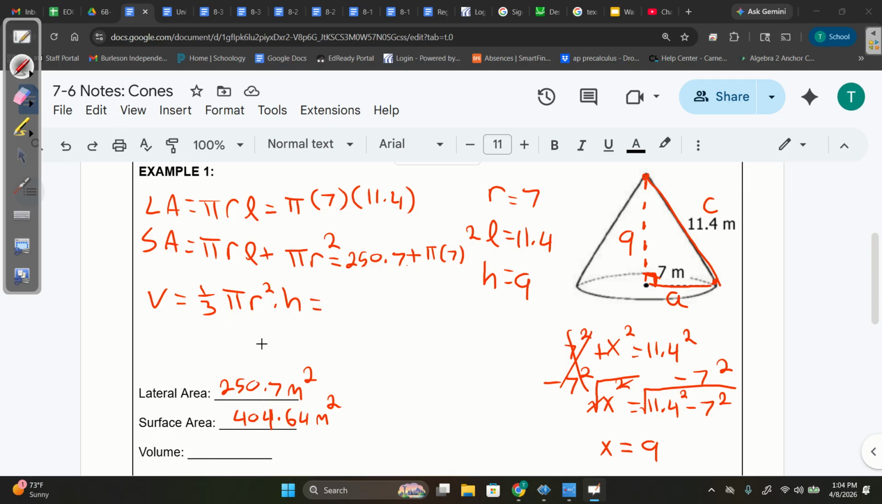Finally, volume, 1/3 pi times radius squared times the height, which when I plug in, I get 461.82 meters cubed. And that's it. Find your three variables, and once you find your three variables, plug them into the formula. Let's try out example 2 now.